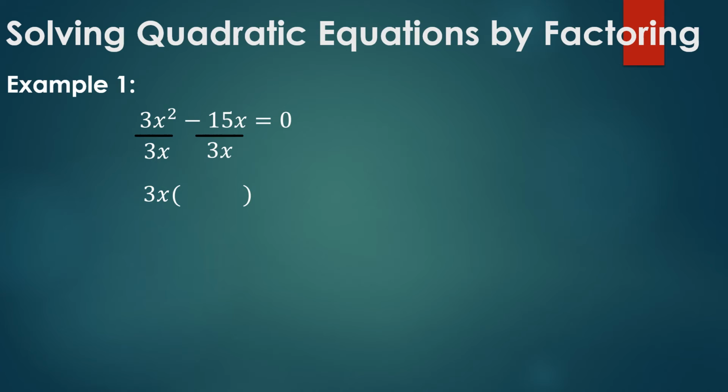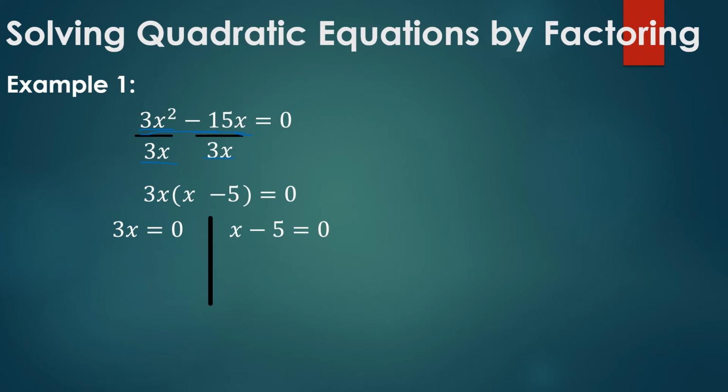So let us simplify. 3x squared divided by 3x is equal to x. And then negative 15x divided by 3x will give us negative 5, equals 0. So you can see, we have already factored 3x squared minus 15x. Now, we can apply the zero product property. Applying the zero product property, we have 3x is equal to 0 and x minus 5 is equal to 0.